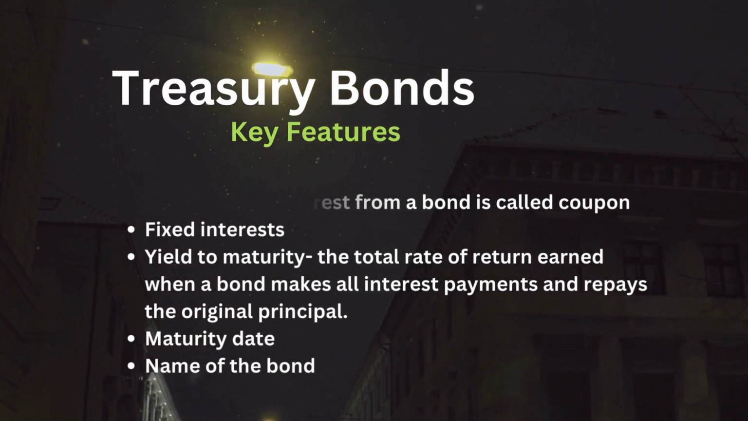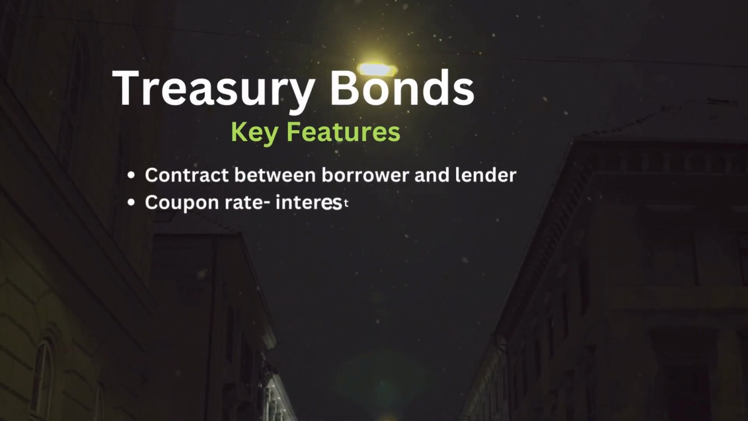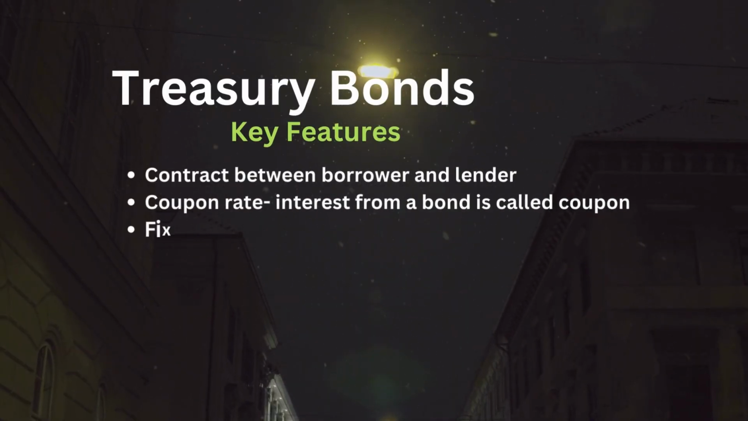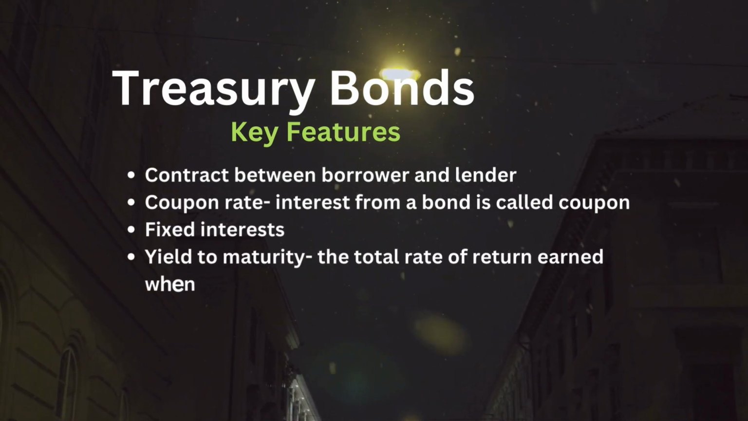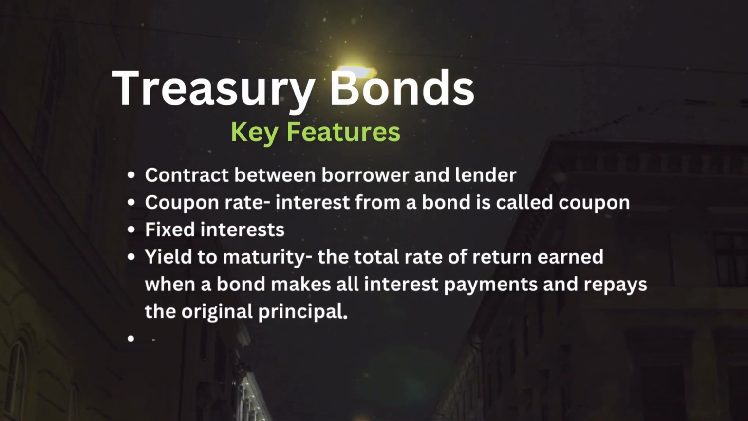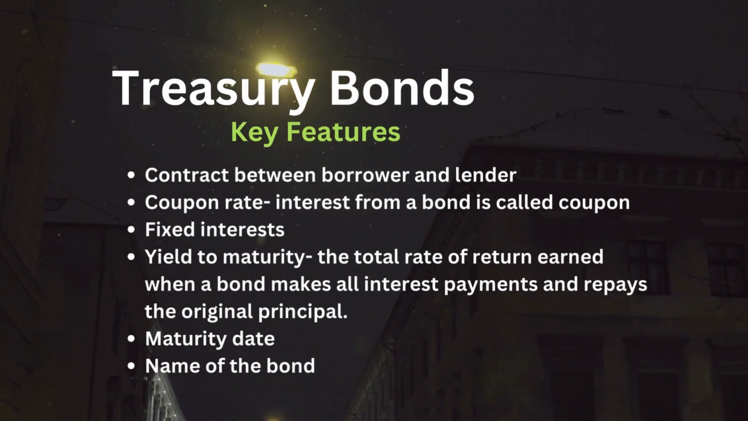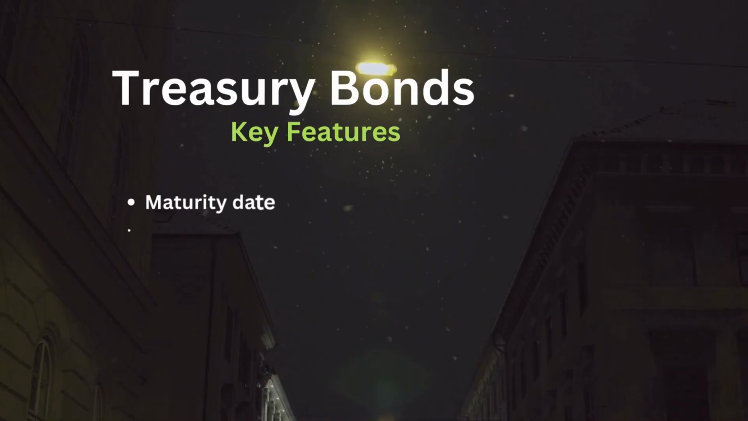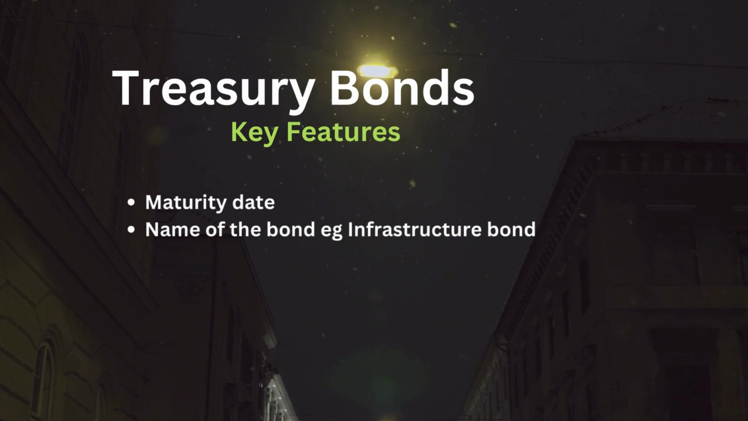Treasury bonds have what we call the coupon rate. This is simply the interest rate. The interest rate cannot be changed in the middle of the investment. It has to carry on until it matures. There is the yield to maturity. That is simply the total rate of return earned when a bond makes all interest payments and repays the original principal. Other features include the maturity date and sometimes also the name of the bond.